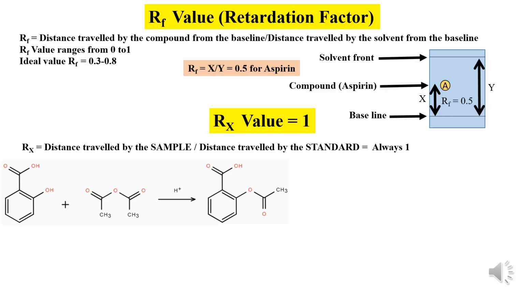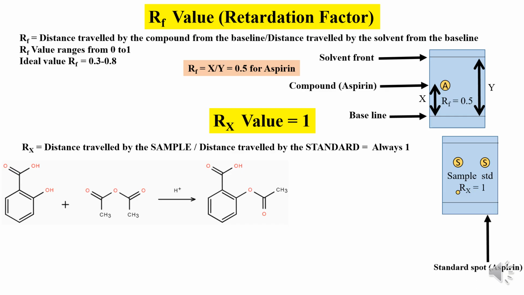Now let's check whether the synthesized compound is aspirin or not, or whether we have got the desired product that you synthesized in the laboratory, that is aspirin. So run the paper chromatography, and when you're doing that, you need to run the synthesized sample of aspirin along with the standard sample of aspirin.